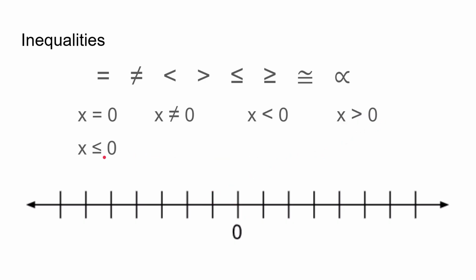And then there's less than or equal to, which just includes that point you're looking at. So instead of not including 0 and going here, you are including 0 and going here. And with greater than or equal to, same thing but flipped, you include 0 and everything greater than it.